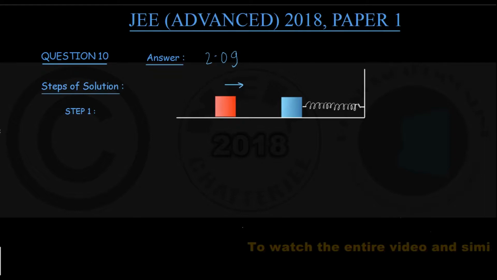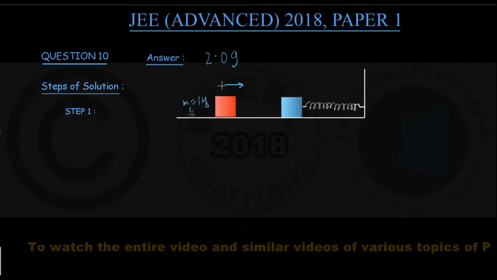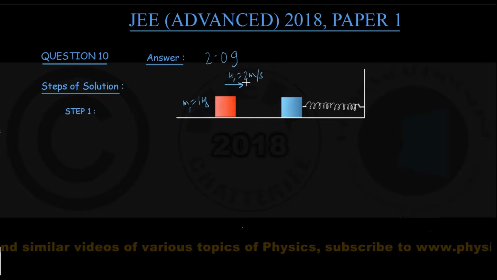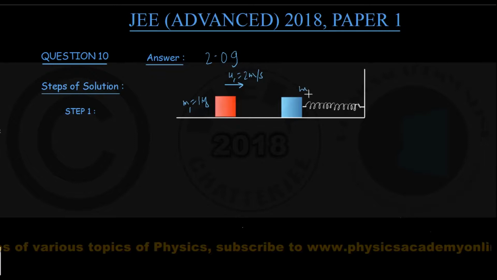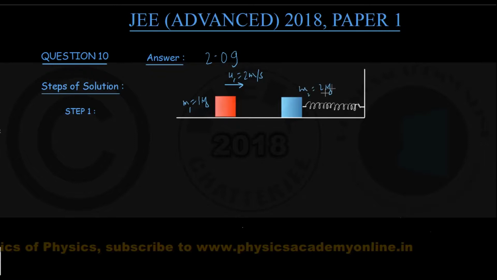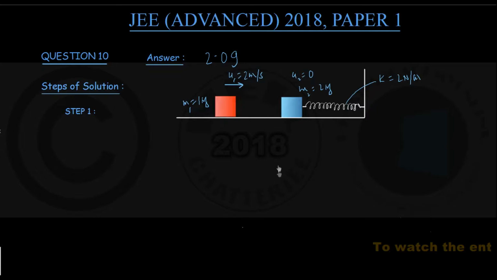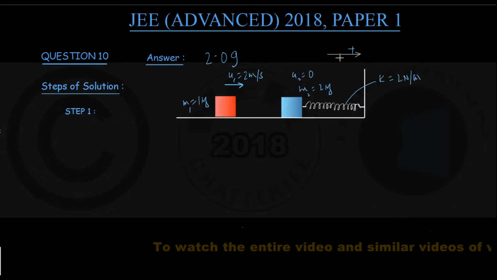So for block number 1, we are told its mass m1 is equal to 1 kg. Its initial speed u1 is equal to 2 meter per second. Block number 2, its mass m2 is equal to 2 kg, initially at rest, so u2 is equal to 0. The spring is massless, but its force constant k is given to be 2 Newton per meter. This floor is frictionless. You also take direction to the right as the plus direction for the help of calculation.